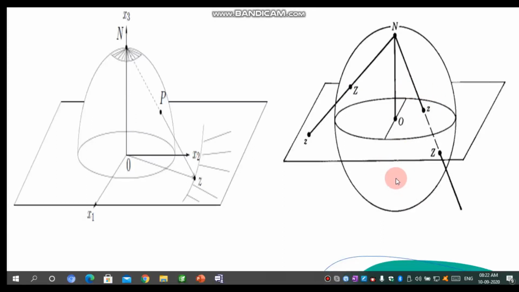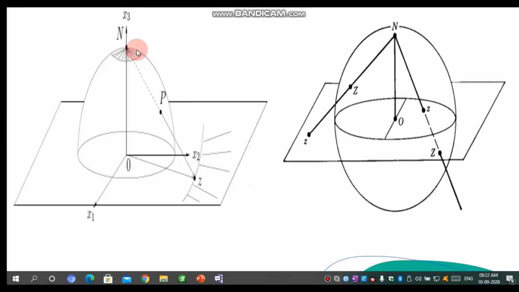Okay, now you see, whenever small z tends to infinity, what will happen? The capital Z will clearly approach capital N. So the point at infinity will be identified as capital N. So we identify capital N with the point at infinity in C infinity.